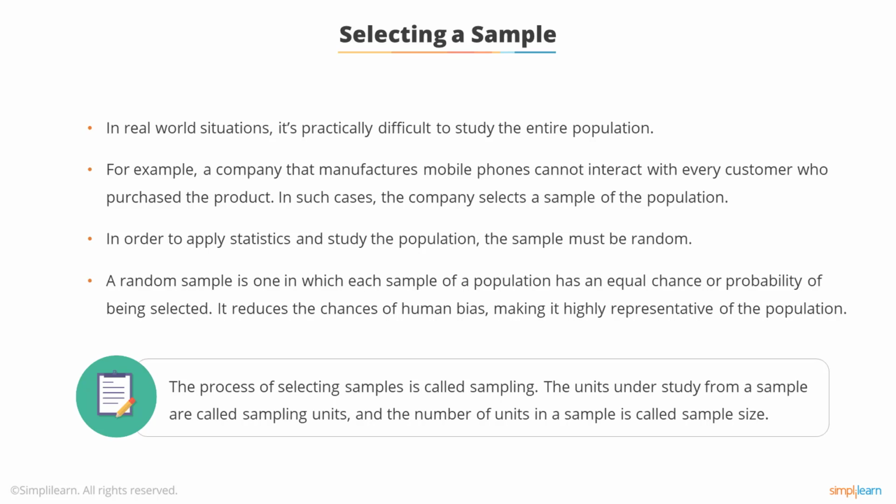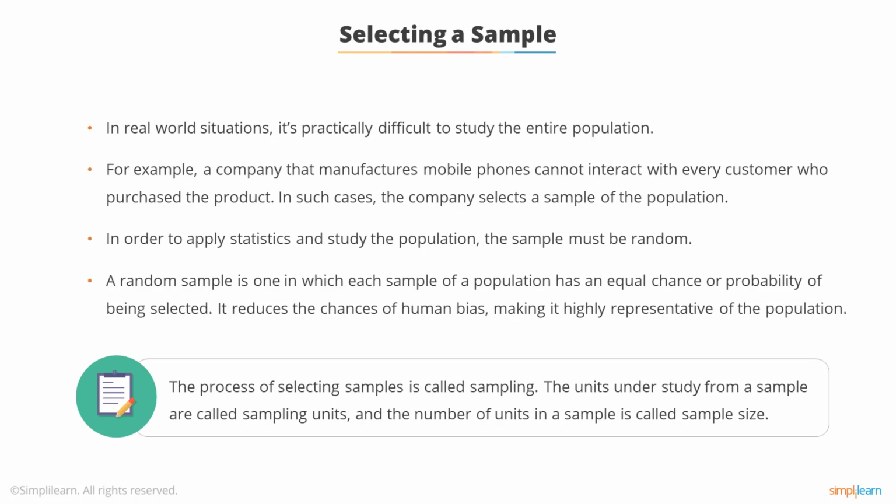In order to apply statistics and study the population, we want to take a random sample. We want it to randomly represent the entire population. A random sample is one in which each member of a population has an equal chance or probability of being selected. What this does is reduce the chance of human bias, and in turn, it hopefully makes it highly representative of the population.